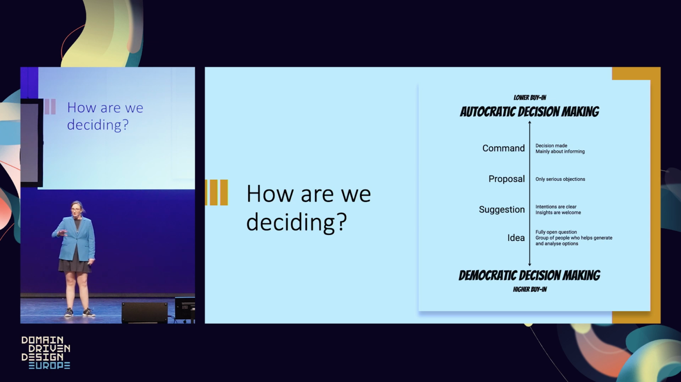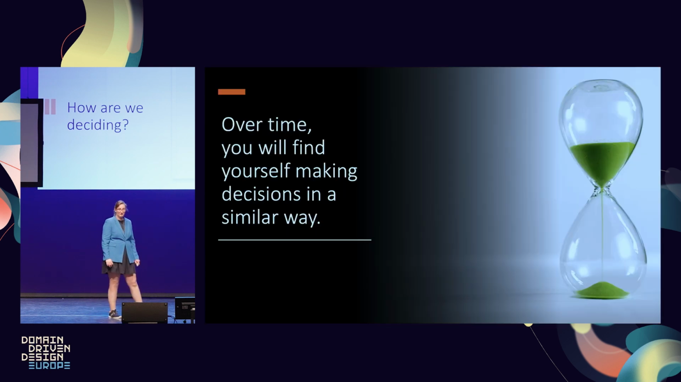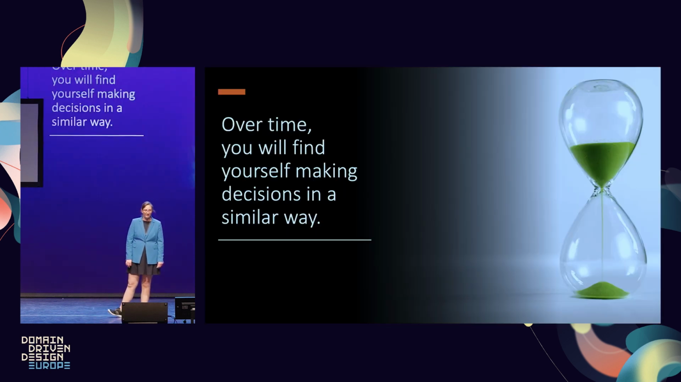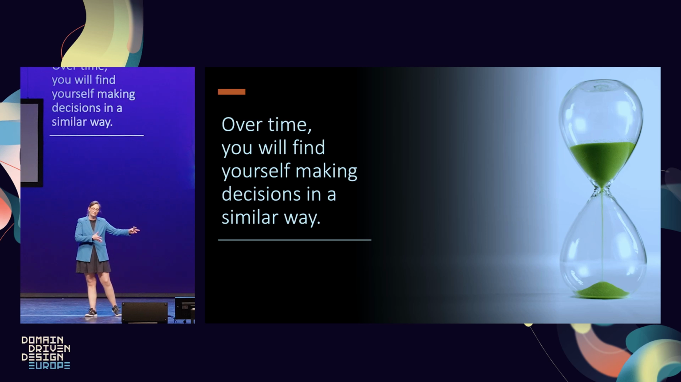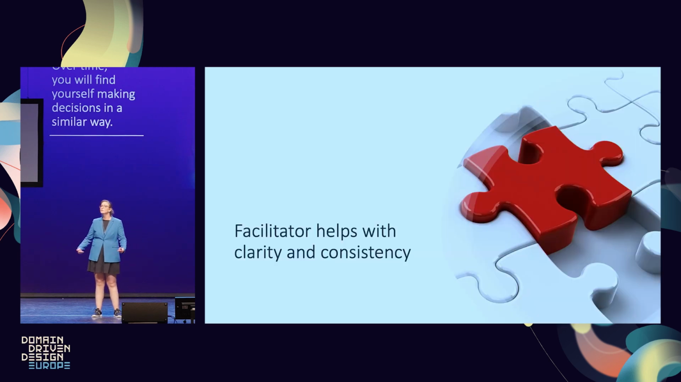So, before you do this, really think about how are we going to decide it. And when it is a command, make it very clear that it is a command. We need clarity on how we're going to make the decision if we want sustainability. And then, over time, when we have that clarity and that consistency, that process of making design decisions, and we sort of figured out who can decide what and what the boundaries are on that, then we'll start making decisions in a similar way.